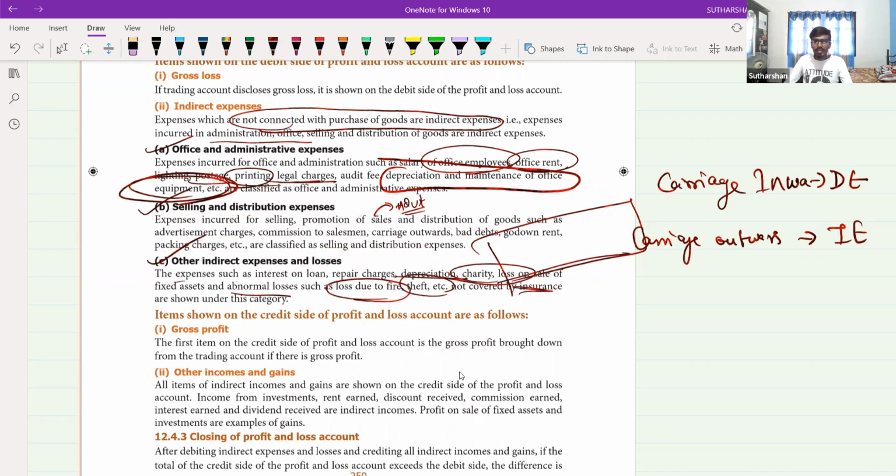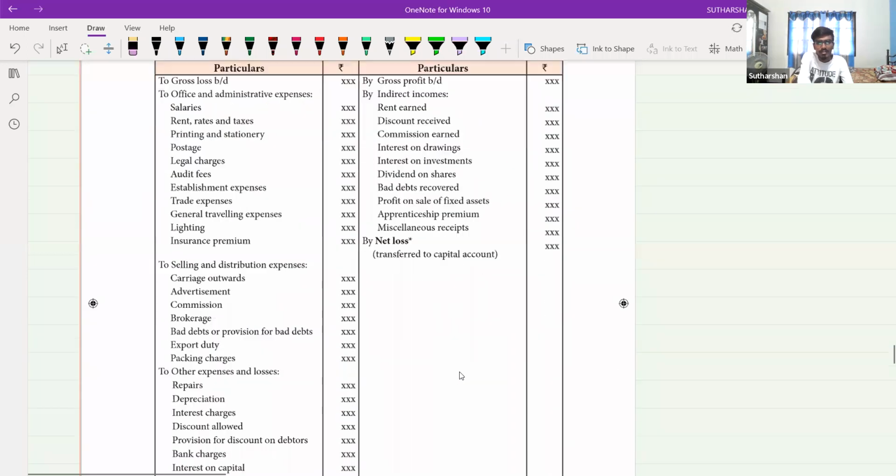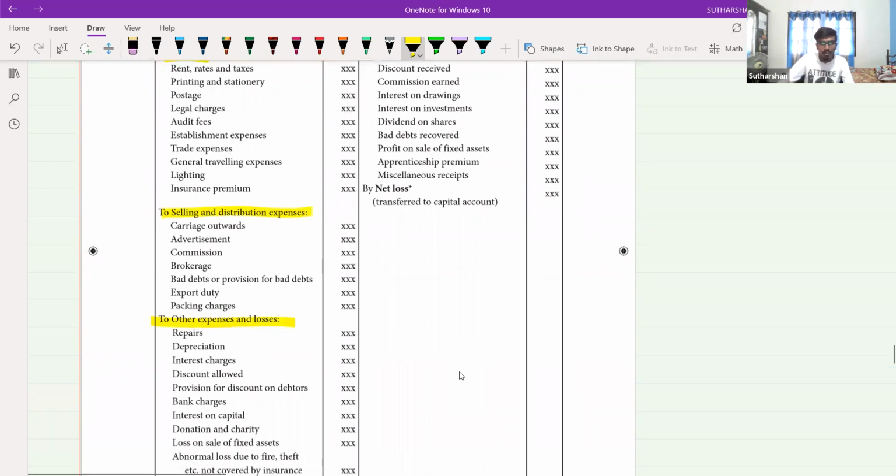Okay, this is all simple, you can easily understand it. Then items owns and the gross profit you can easily run. This is a format. If you want to differentiate, there are only majorly 3 indirect expenses: one is office and administrative, one is selling and distribution, and one is other expenses and losses. Okay, major நமக்கு 3 indirect expense. அதான் நம்ம உள்ளாக்க சின்னதா bifurcate பண்றோம்.